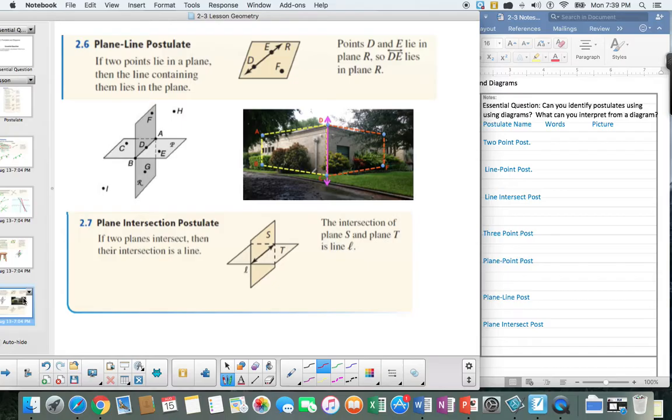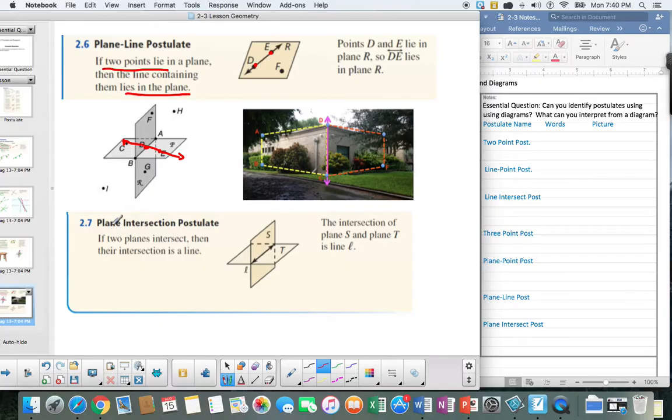All right, let's take a look at the next 2 postulates. The next postulate starts off with if 2 points lie in a plane, then the line that's going through them also lies in the plane. So for example, if there's 2 points in this plane, right here, then we know that whole line that goes through them will also be on the plane. That's what this postulate is saying.